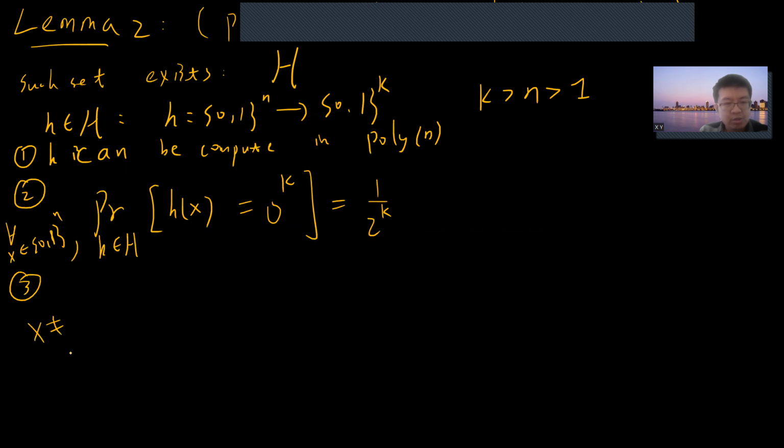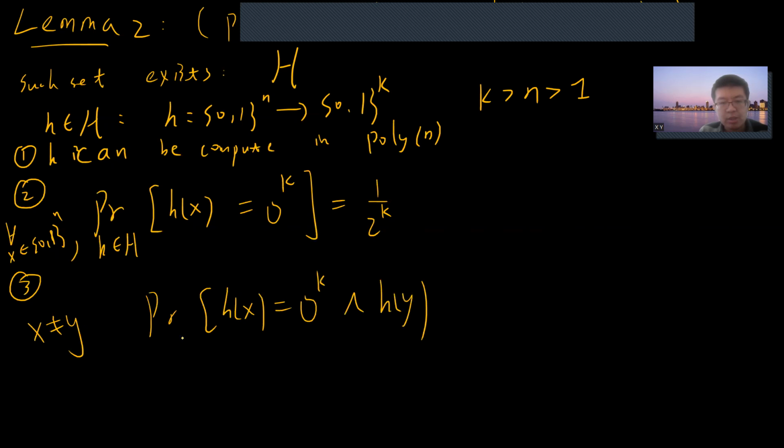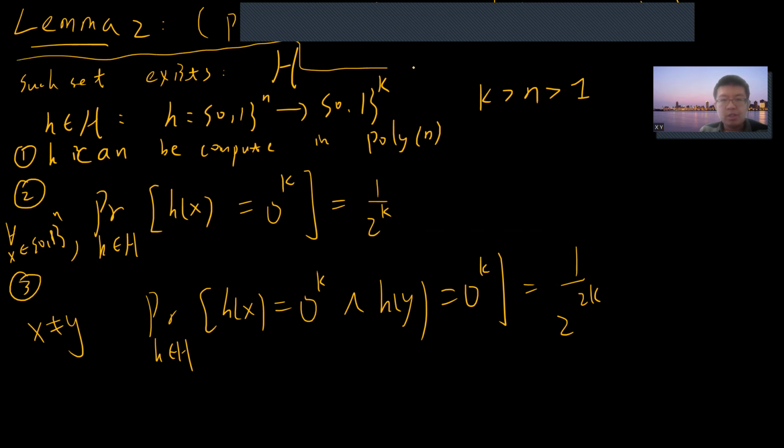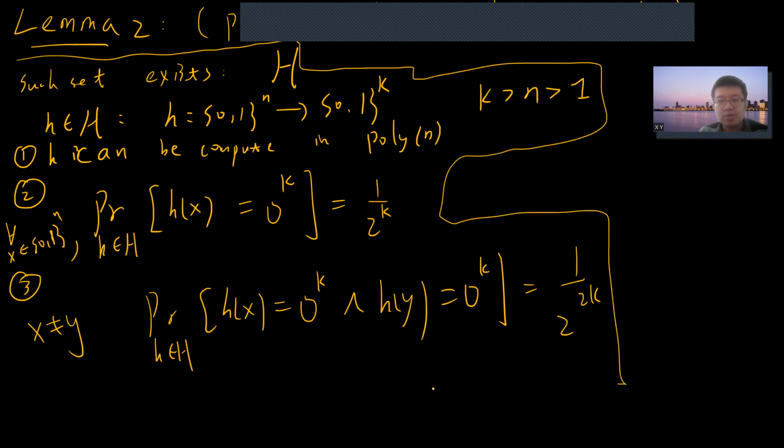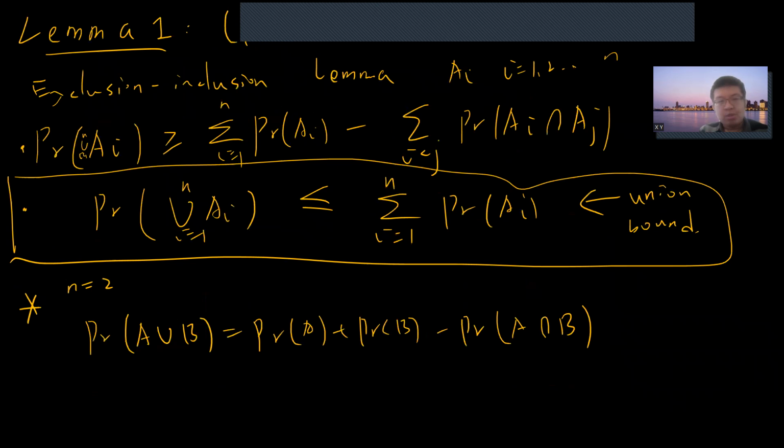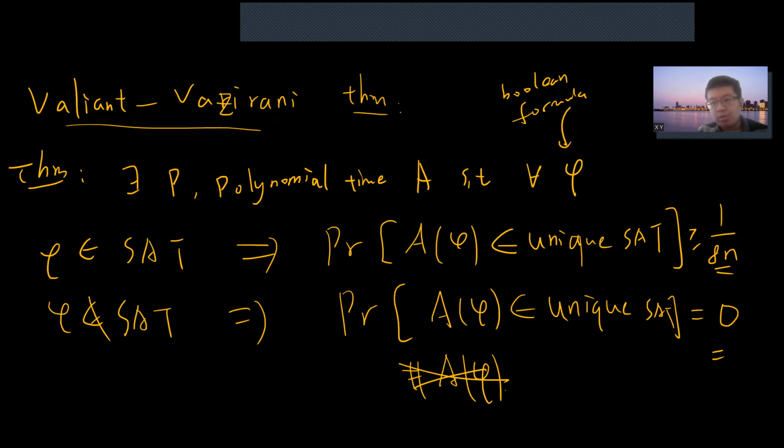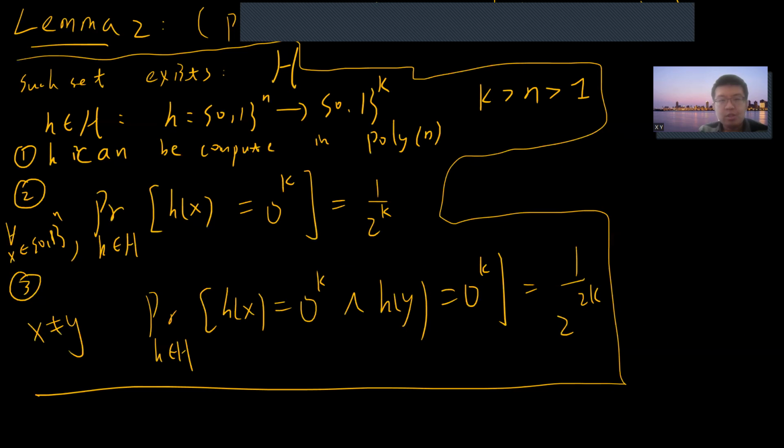If you take any two different x and y, and you ask what's the probability that, taking the same h, h(x) equals 0 and h(y) equals 0, both happening, it's pairwise independent: 1 divided by 2^{2k}. The idea is that, at least in this video, you believe that such an H exists. Once you have this H and this probability, you are hopefully able to prove the Valiant-Vazirani theorem.